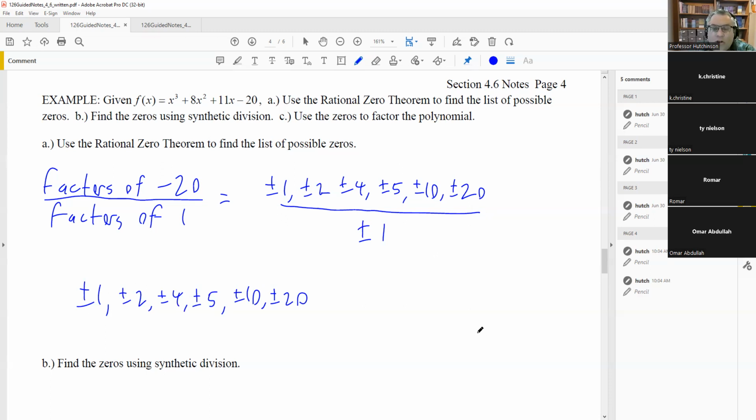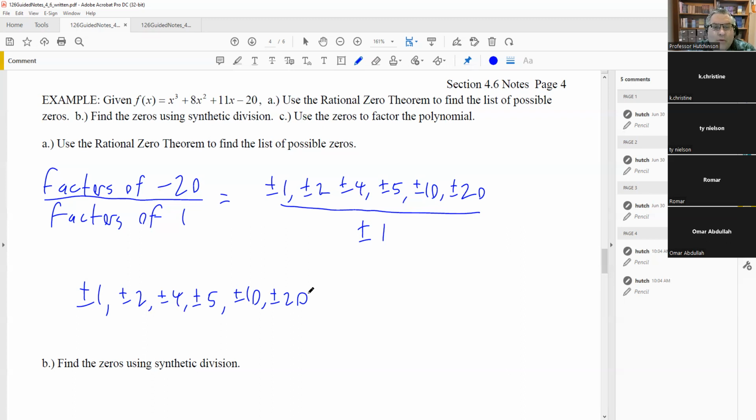So now the next thing it's asking us to do is use synthetic division to figure out what the answers actually are. All we have to do is find one of these that works. So how do we know it works? Well, if we take one of these zeros, put it into the synthetic division, and go through the whole thing, and we get a remainder of 0, then that tells us the number we just tried is in fact a place where the graph crosses the x-axis.